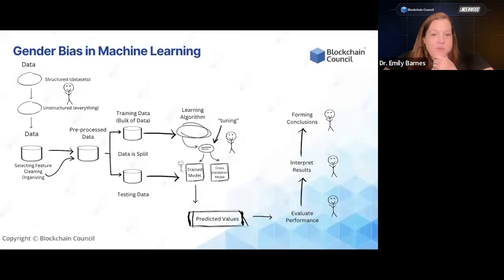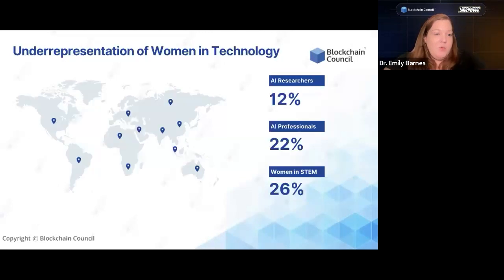So now that we're switching gears just a little bit, I want to talk about women in technology. Women are largely underrepresented in computing, digital information technology, engineering, mathematics, and physics, largely the STEM disciplines as a whole. Currently, 12% of AI researchers are women, 22% are AI professionals, and 26% of STEM positions are held by women.